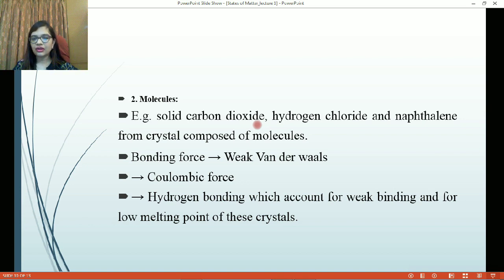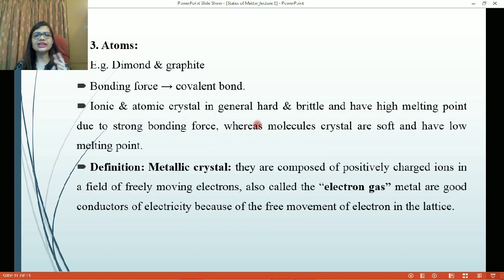In case of a cube or NaCl or that kind of structure, the holding forces are stronger, so the melting point will be different. In case of solid carbon dioxide or naphthalene, the holding forces are a little bit weaker, so obviously the melting point range is going to change again. Now there is the third category, that is atoms. In case of diamond and graphite, the building blocks are atoms and they are held together by covalent forces of attraction. So you can see as the building blocks are changing, the holding forces are also changing.